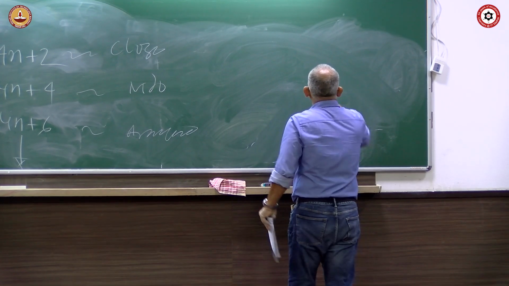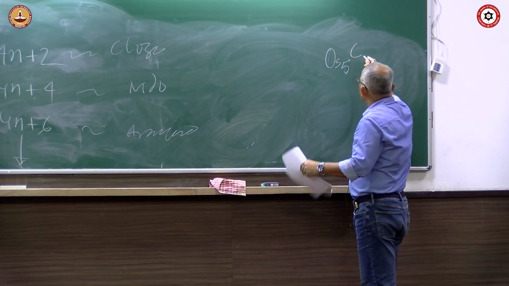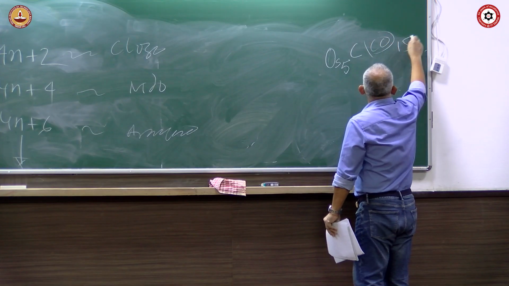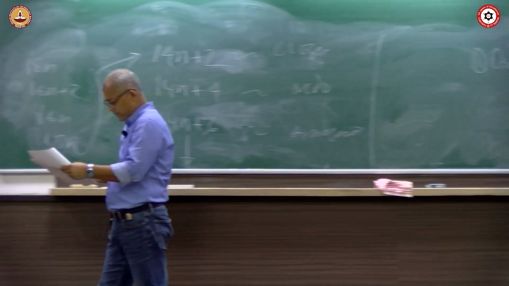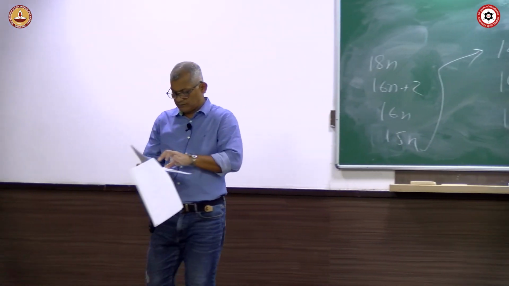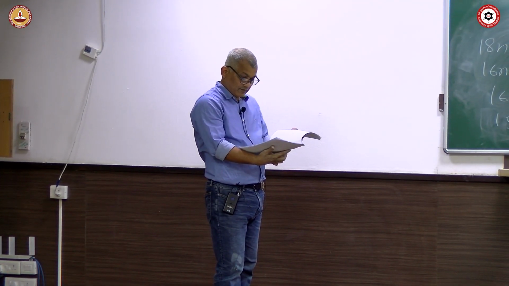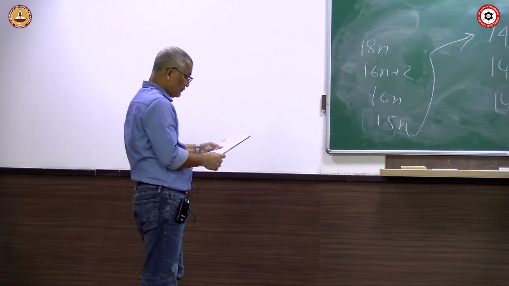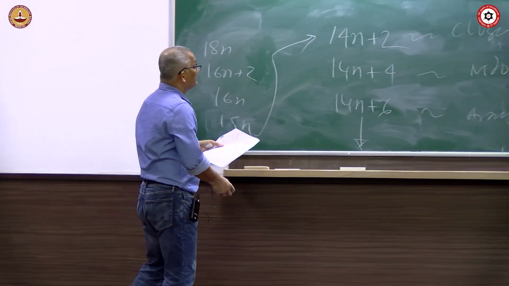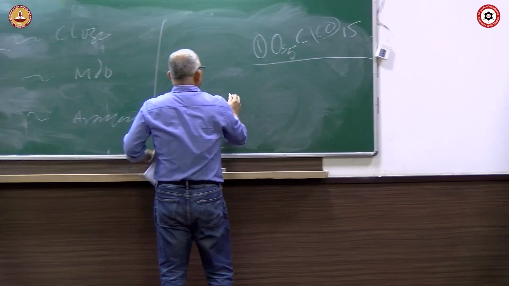Osmium 5 C (CO)15. Can you tell me what is the structure or the shape? Osmium 5 C (CO)15. Give me the number.